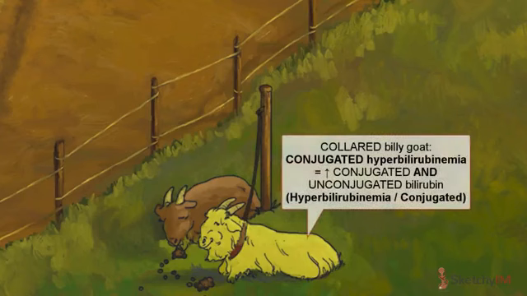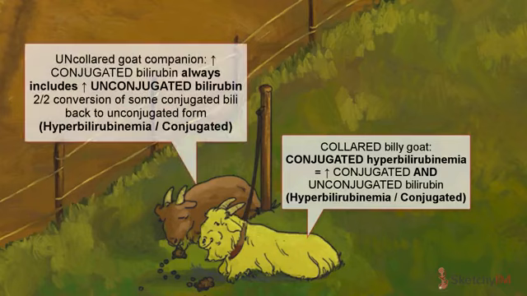The serum bilirubin is never 100% conjugated, however. Instead, elevated conjugated bilirubin is always accompanied by elevated unconjugated bilirubin, which is why this conjugated collared goat is accompanied by his uncollared friend. A few reasons for this.